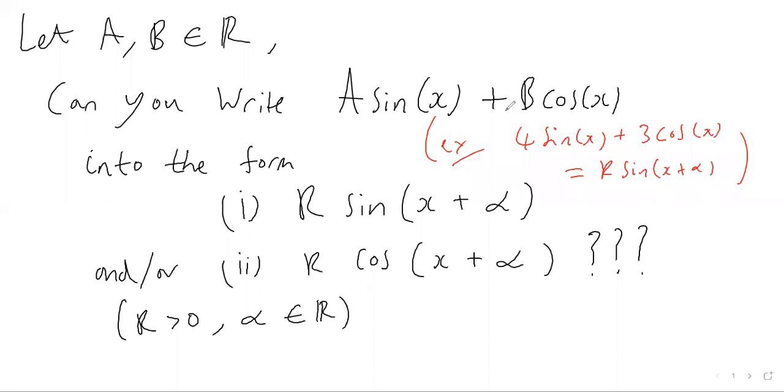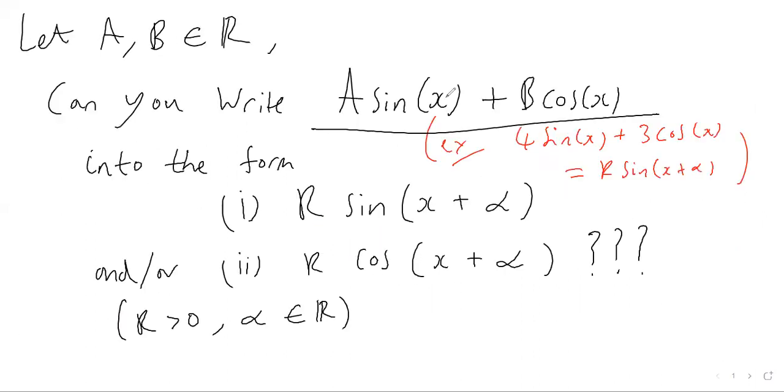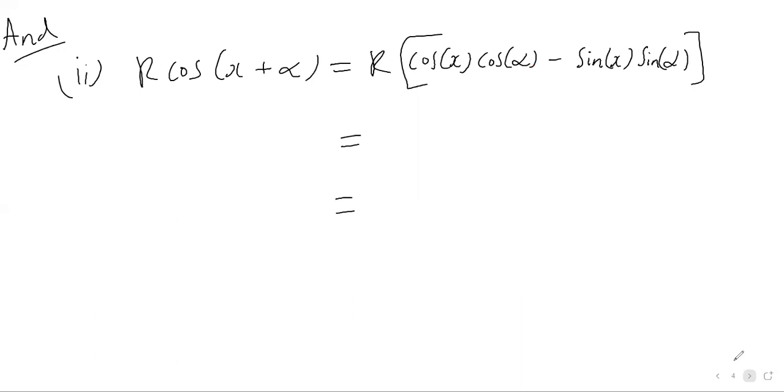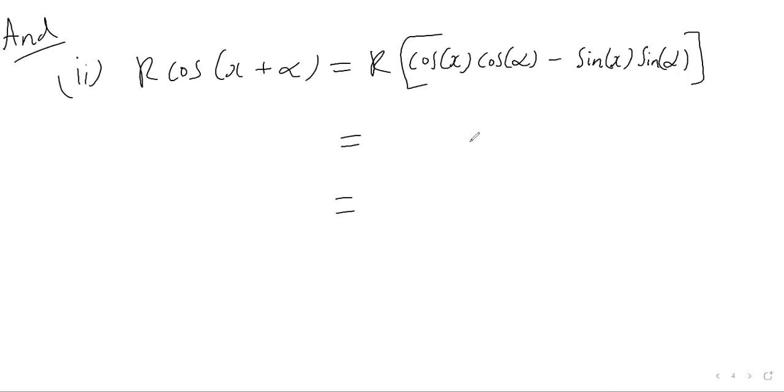And the reason why I'm doing that is because of what we've got here. It'll become clear why I'm pulling the r cos alpha and the r sine alpha in brackets and writing the sine x and the cos x on the outside. Basically because we want to compare it to this thing here. That's the objective. So again, we'll do the same thing. We did that here with this r sine x plus alpha, and we'll do the same with this r cos x plus alpha.